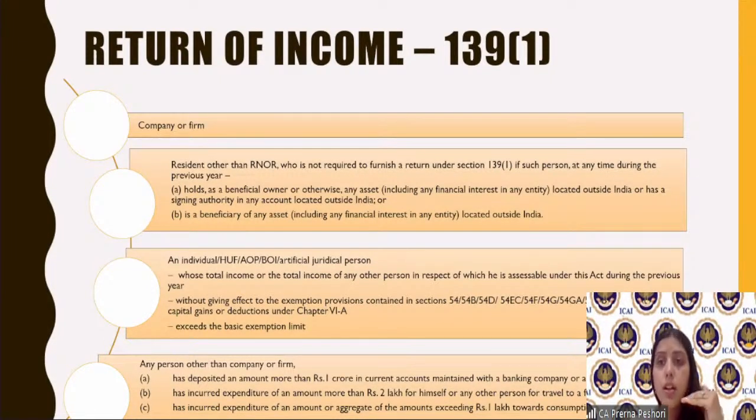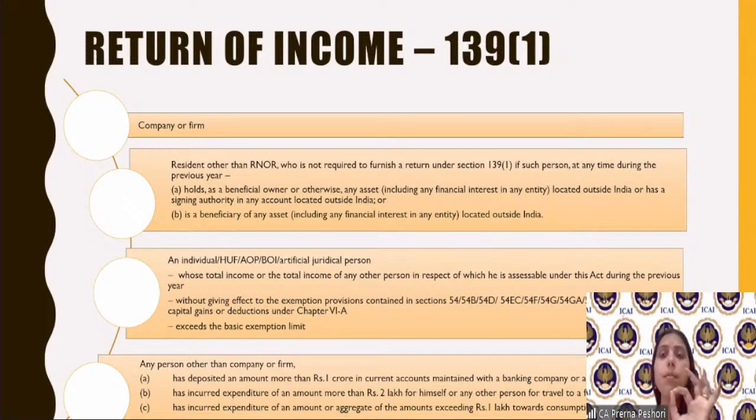So once you make your return of income, the department's process will start. Then the department will call for additional reports from you if they feel that they want to check additional details from your books of accounts, because return of income is just kind of a summary of all your income. Now, if the department wants to verify, they will call for additional documents and information from you. And based on all the information provided by you, the department will complete the assessment.